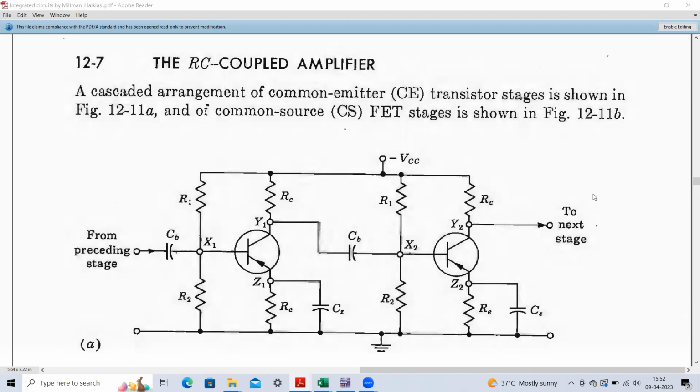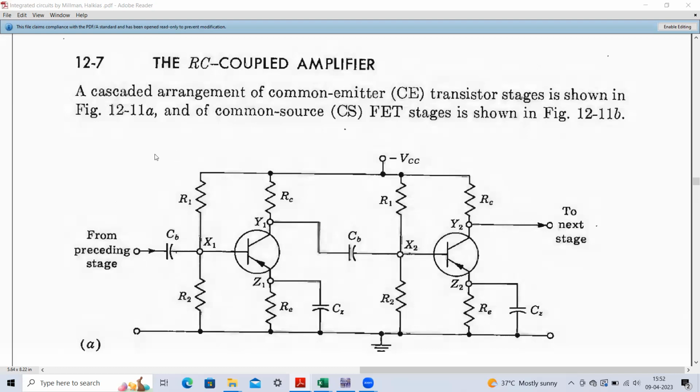In this video, today we are going to learn another experiment. The objective of this experiment is to obtain the frequency response of a single stage common emitter amplifier. So here you can see this particular circuit diagram. This circuit diagram corresponds to the RC coupled amplifiers.